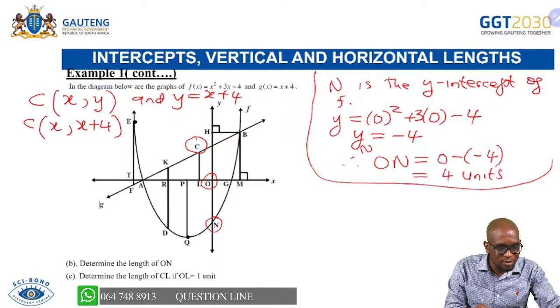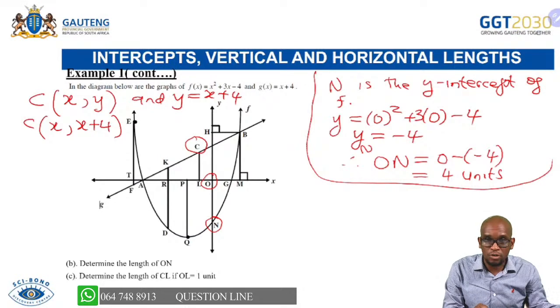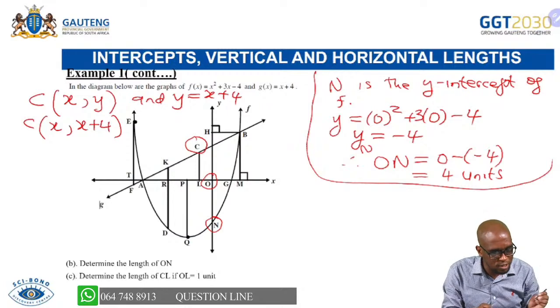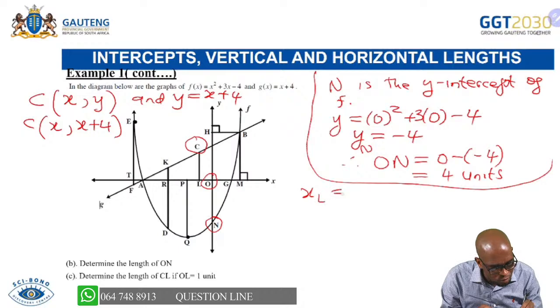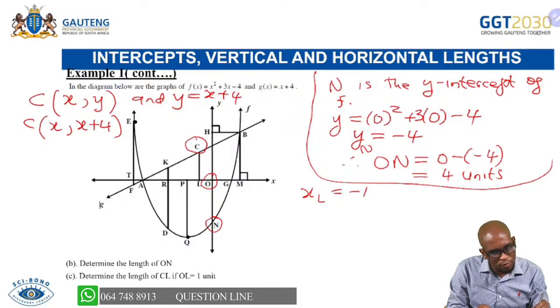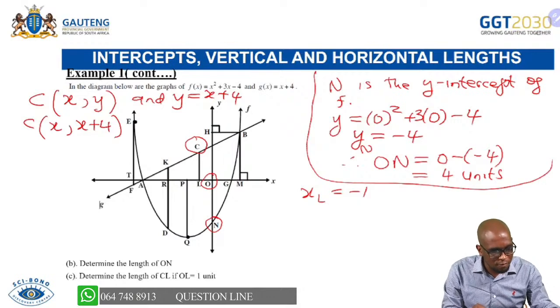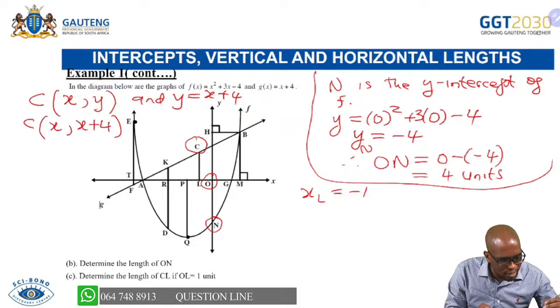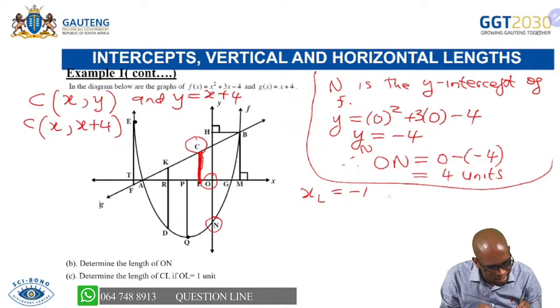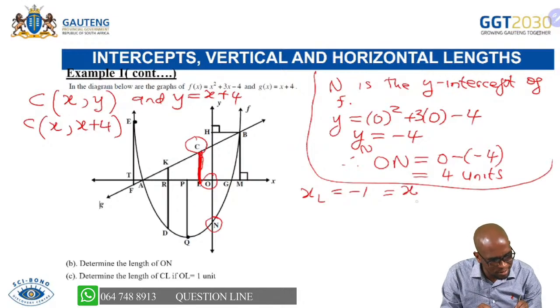Now we want to work out the length of CL, and we are given that the length of OL is 1 unit. It means that x at L would be given by -1, because it's on the negative x-axis. Now, if we have x at L being equal to -1, and along the line CL, x does not change, it means that x at L is the same as the value of x at C.